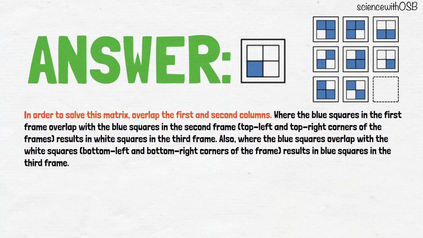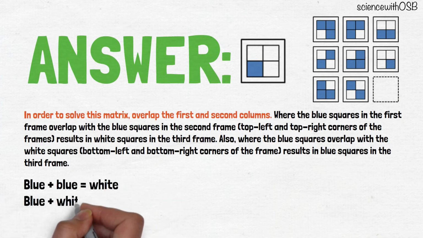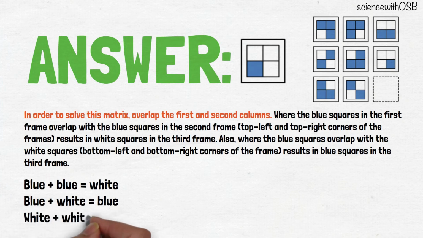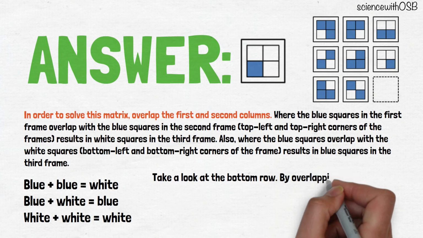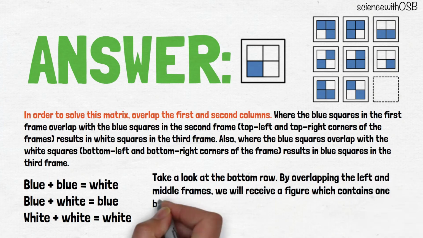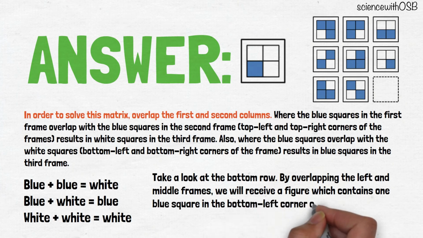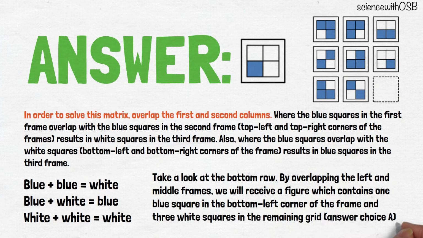We can summarize the rules as the following. Blue plus blue gives white, blue plus white gives blue, white plus white gives white. Take a look at the bottom row. By overlapping the left and middle frames, we will receive a figure which contains one blue square in the bottom left corner of the frame and 3 white squares in the remaining grid, hence pointing to answer choice A.